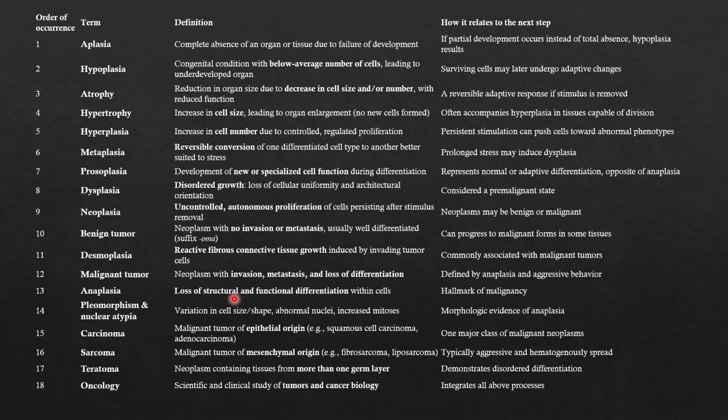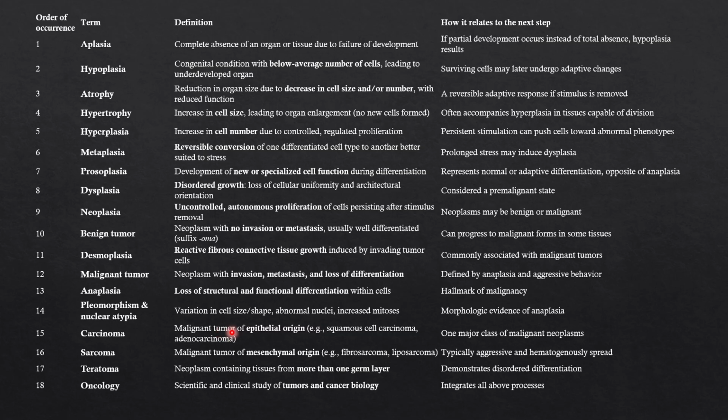Malignant tumors are neoplasms with invasion, metastasis and loss of differentiation. They are defined by anaplasia and aggressive behavior. Anaplasia is the loss of structural and functional differentiation within the cells, and it is the hallmark of malignancy. Pleomorphism and nuclear atypia are variation in cell size or shape with abnormal nuclei and increased mitosis. These are the morphological evidences of anaplasia.